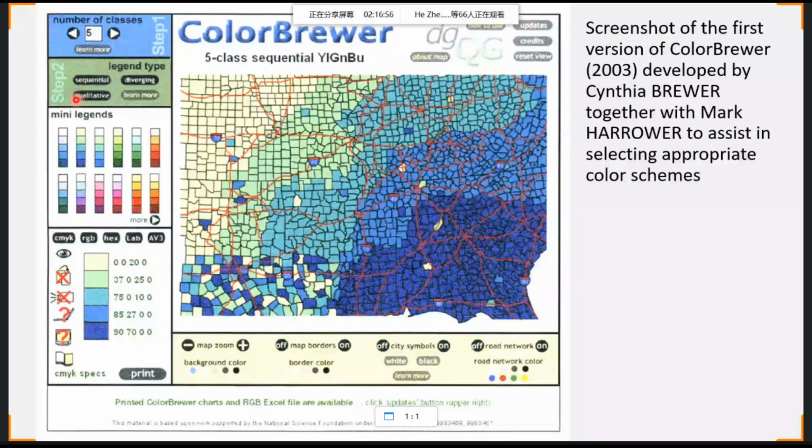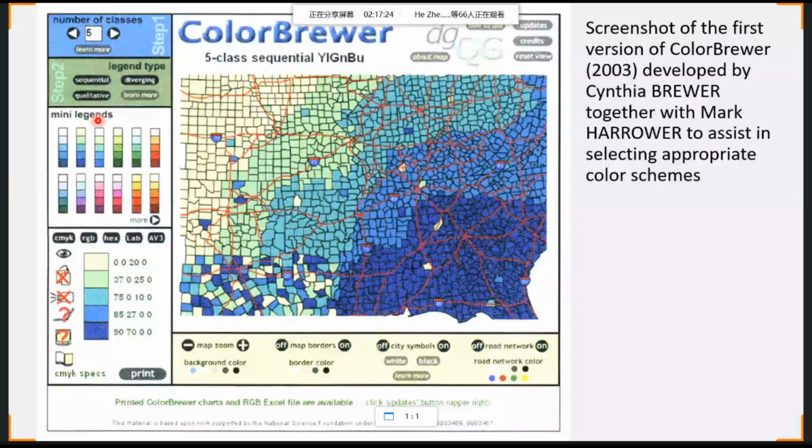Then in step 2, the legend type: sequential, diverging, qualitative, and there's some additional information, learn more. So this assists you in choosing the right legend type. And then you can apply these different options here of color sequences. These are sequential schemes, and you can get the numbers here in different systems.